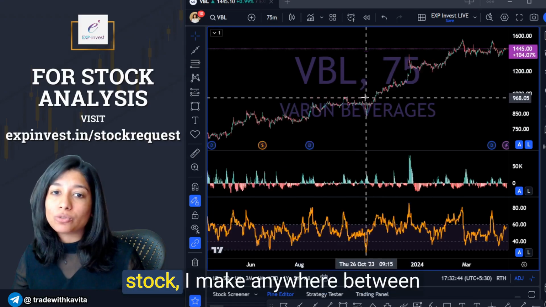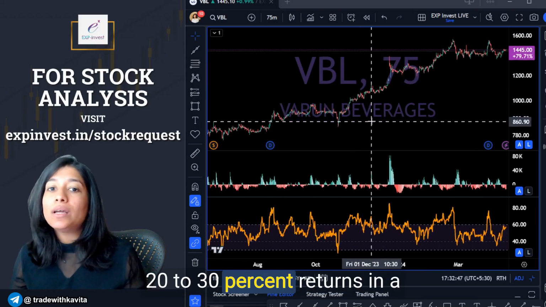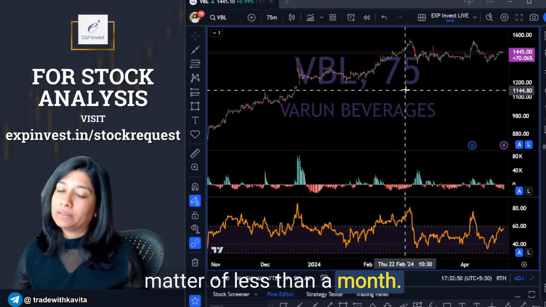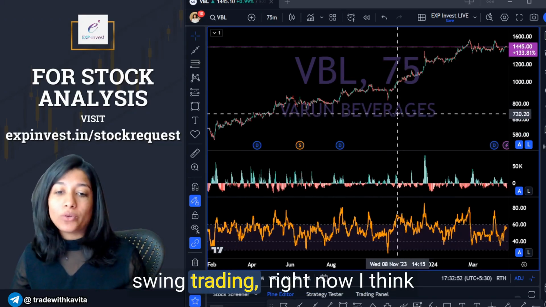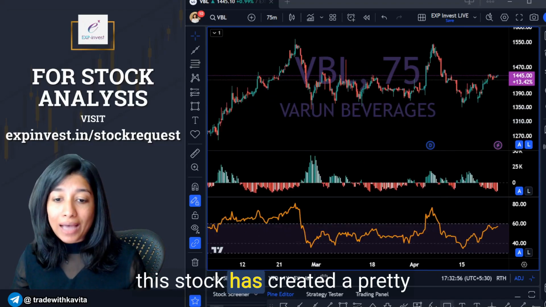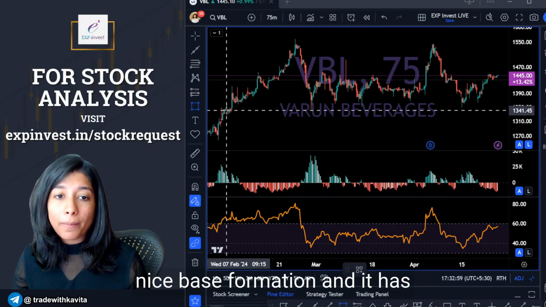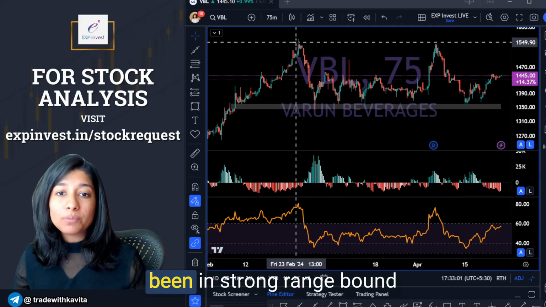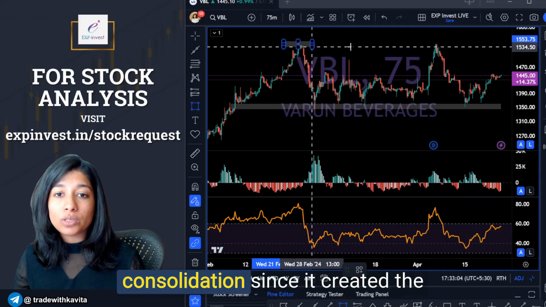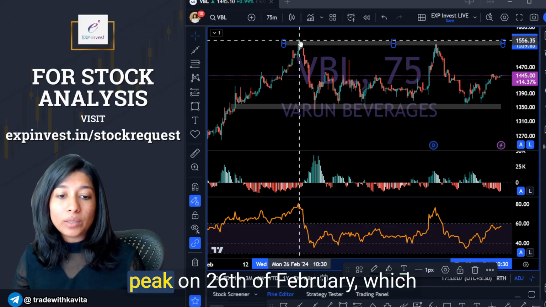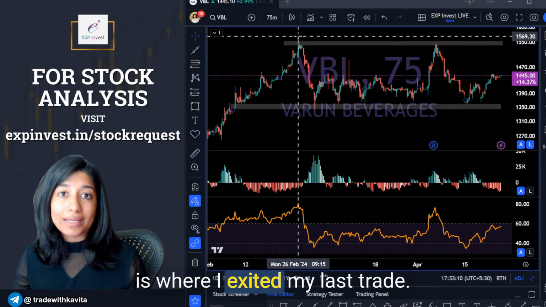So every time I get into the stock, I make anywhere between 20 to 30% returns in a matter of less than a month. So it's a fantastic stock for swing trading. Right now, I think this stock has created a pretty nice base formation, and it has been in strong range-bound consolidation since it created the peak on 26th of February, which is where I exited my last trade.